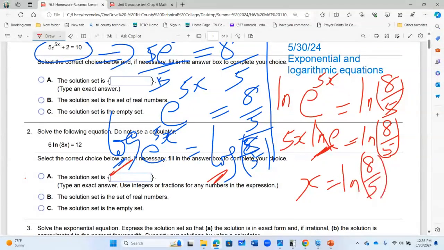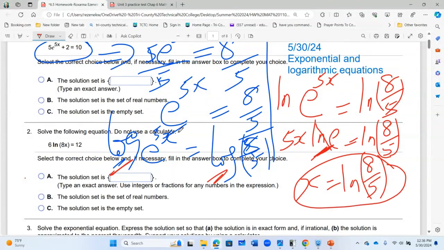Anytime I'm told to leave my answer in exact form, I leave it in terms of natural log. It's a real number. So that is number 1.